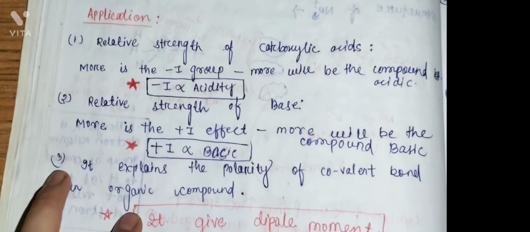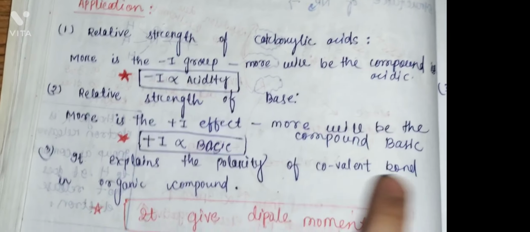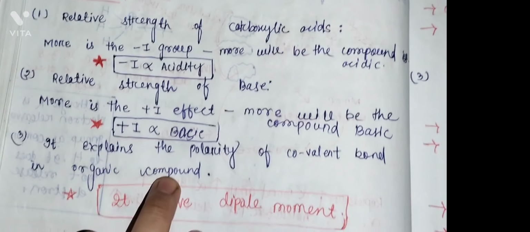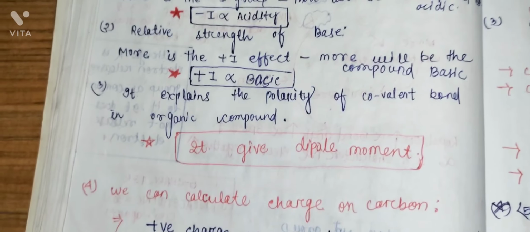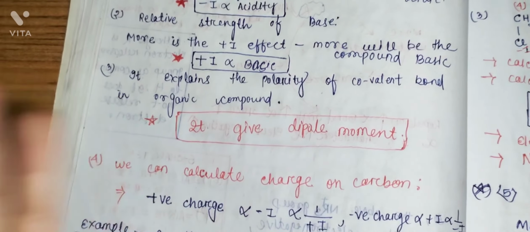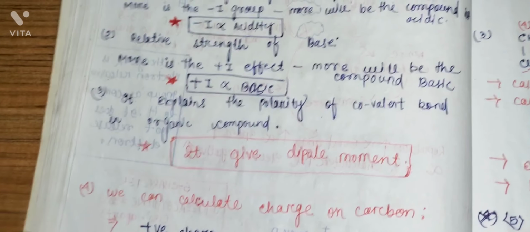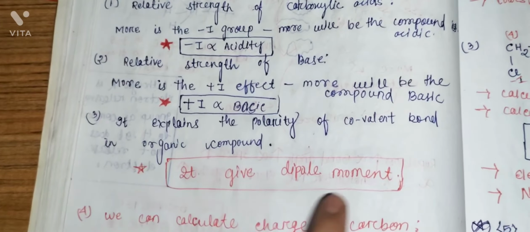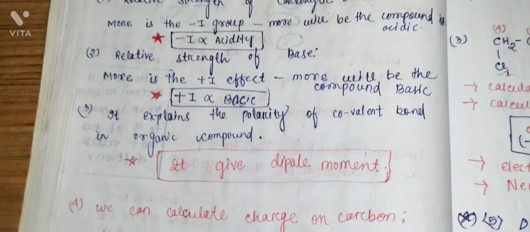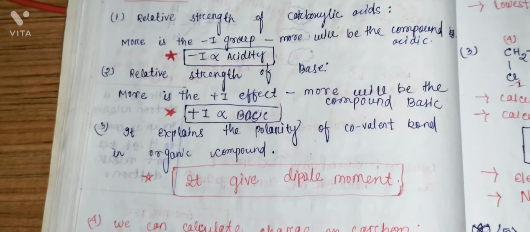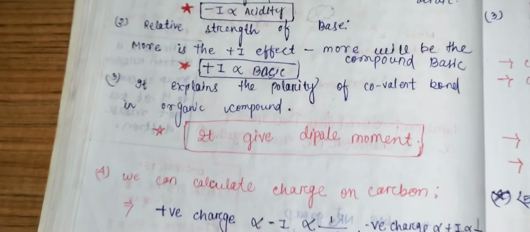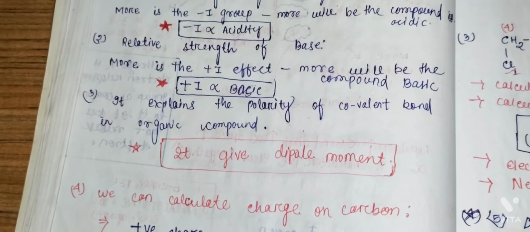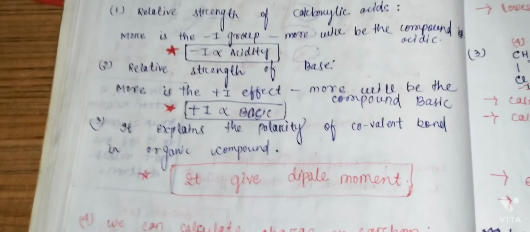The third application is that it explains the polarity of covalent bonds in organic compounds. Polarity means one atom is more electronegative and the other is more electropositive, so a pole is induced. That means it gives a dipole moment also. Dipole moment means one positive charge and one negative charge are apart by a distance. You have also read it in physics. You can calculate the charge on a carbon.